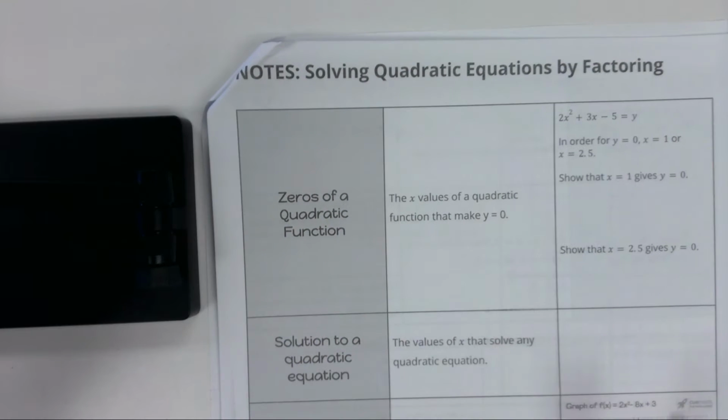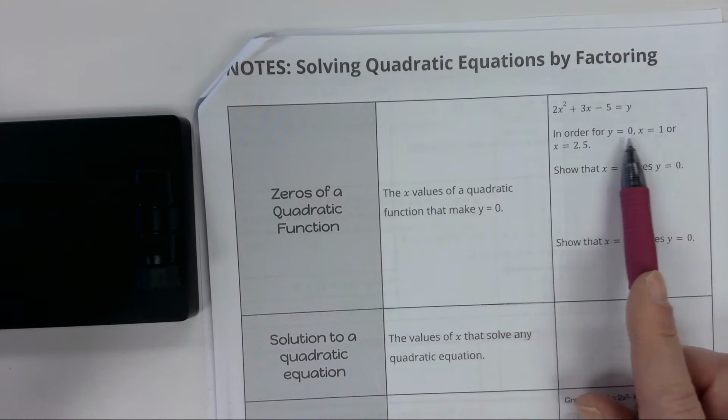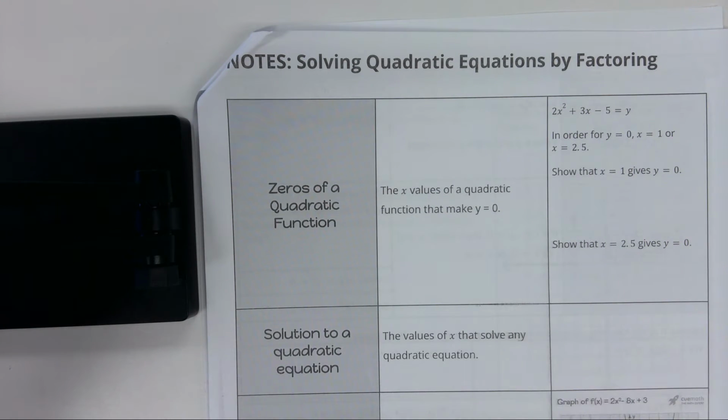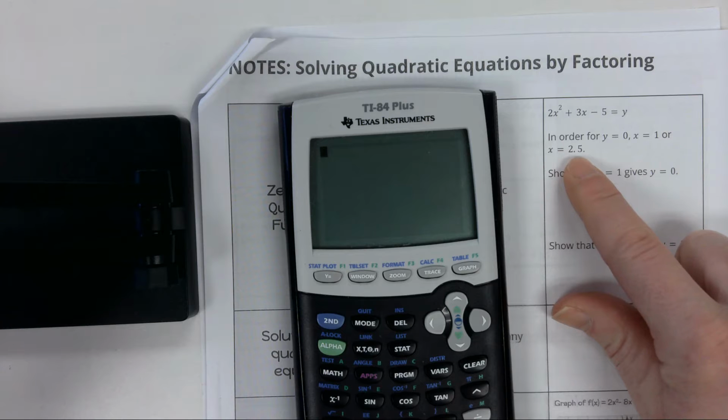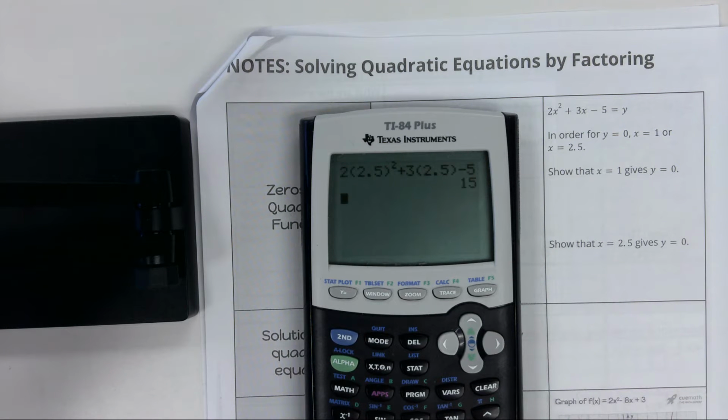So we haven't found this yet, but if you plug something in for x, I'll tell you what the answer is. If you plugged 1 in for x, or 2.5 in for x here, let's get a calculator and do it. Let's plug 2.5 in for x. So 2 times 2.5 squared plus 3 times 2.5 minus 5. I'm going to hit enter. You ready? What does it say? Oh, uh-oh. 15. Did I not do that right? It says 15.